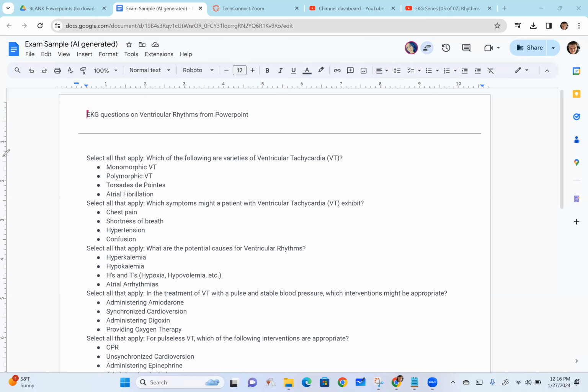Actually, let's use a highlighter. Let's be fancy. Hold on. Let's do highlight. There it is. There we go. Okay, so monomorphic VTAC is a ventricular rhythm. Polymorphic VTAC is a ventricular rhythm. So polymorphic VTAC, otherwise known as torsades.